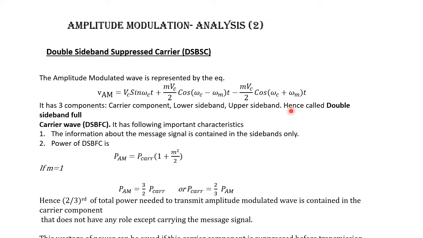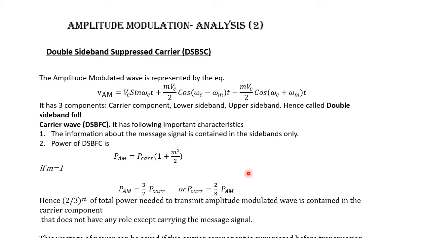Now the important point is that the actual information or message which we have to propagate from one point to another is the message signal, or the important information is contained inside the angular frequency omega m, which is the angular frequency of the message signal. Therefore, the complete information of the message signal is contained inside the lower sideband and upper sideband. Now, this is the case of double sideband and full carrier wave.